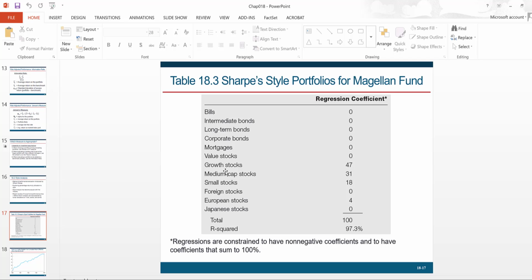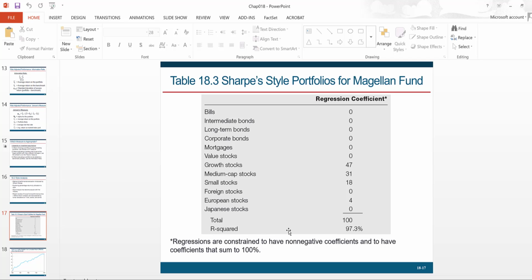And you can see what the regression evidence shows here. First of all, most of the coefficients here are zero, right? All the bond or fixed income based coefficients are zero. Not surprising because Magellan fund was a stock fund, not a bond fund, right? What kind of a stock fund? Growth stocks, right? So that shows up here. Medium cap stocks and small cap stocks. So small to medium cap growth stocks, has some exposure to European stocks, but mostly it is domestic US stocks, right? So small to mid cap growth stocks. That was basically what this Magellan fund portfolio was, right?